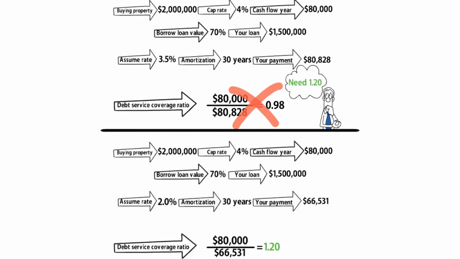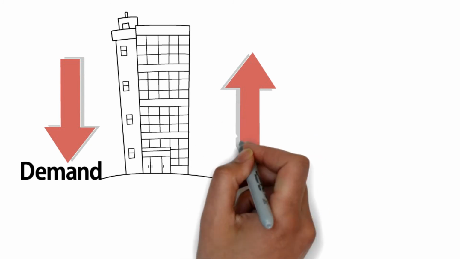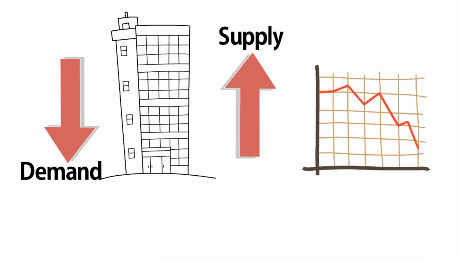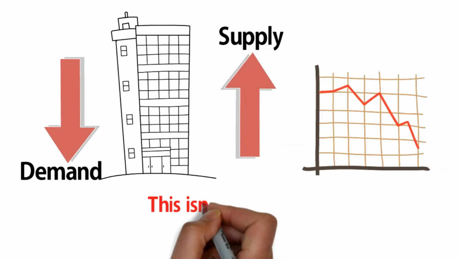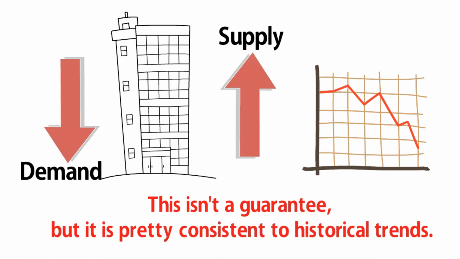The reason is that there is only so much someone can infuse as a down payment. At some point, the demand for the properties goes down and the supply goes up. Therefore, the prices will lower. This isn't a guarantee, but it is pretty consistent to historical trends.